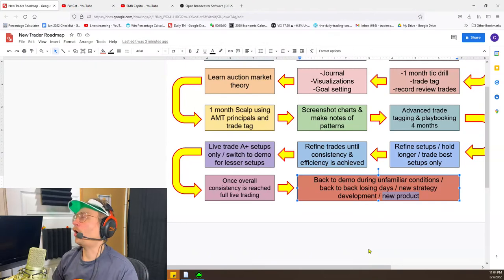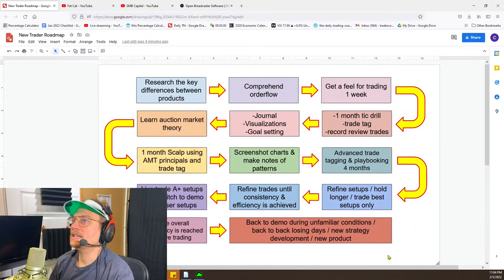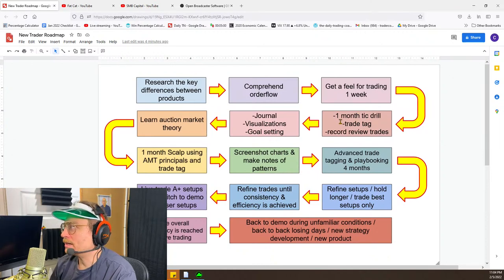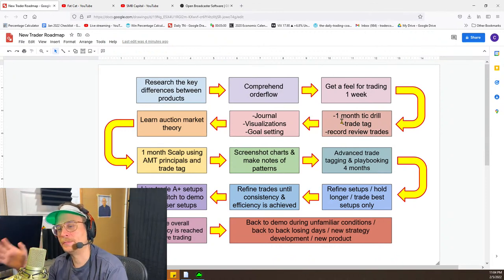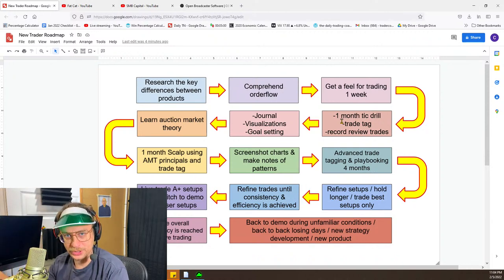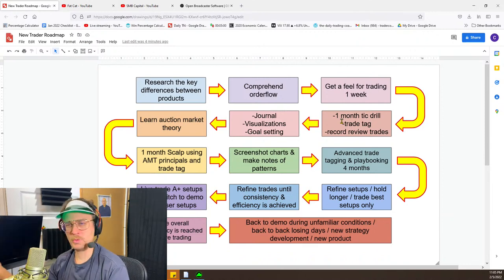Now, meantime, while all this is happening, reserve 1 day of the week to do your tick drills. Don't stop doing your tick drills. Continue to do your tick drills. For me, it's usually every Monday afternoon. No charts. Let's continue to refocus because at some point when we're trading these setups, we might stop reading tape.